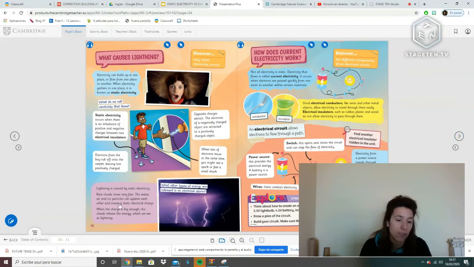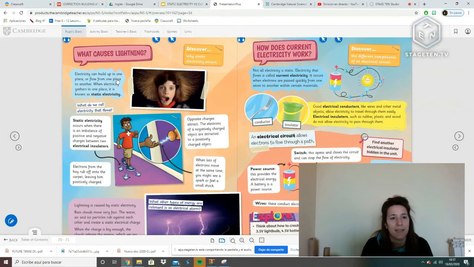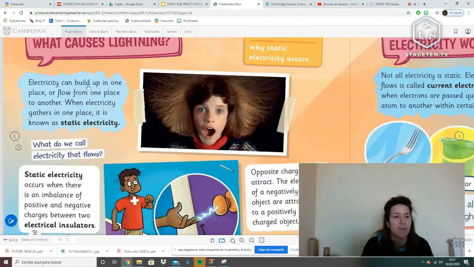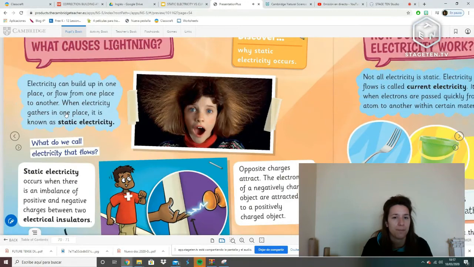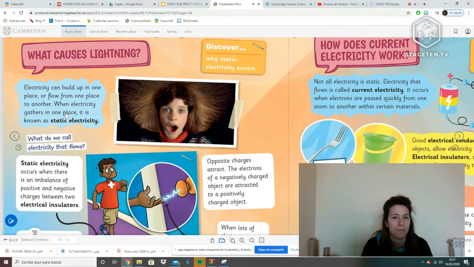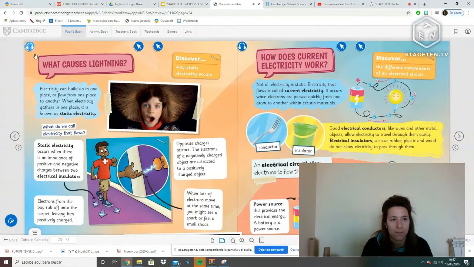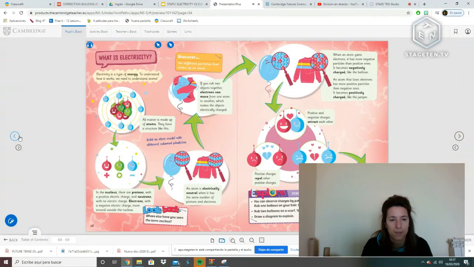So if we turn to the next pages, 70 and 71, is where we have static electricity and current electricity. And it says that electricity can build up in one place or flow from one place to another. When electricity gathers in one place, it is known as static electricity.